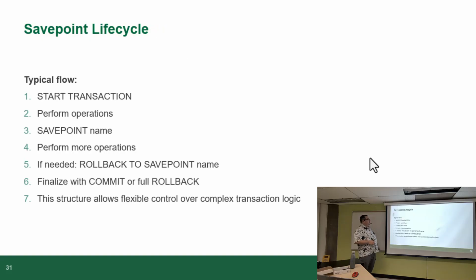All right. So a typical point is you start it, perform operation, you give it a save point, you perform some more operations. If needed, you roll back to the save point, then you commit or do a full rollback at the end. It just allows you to undo things if you need to.